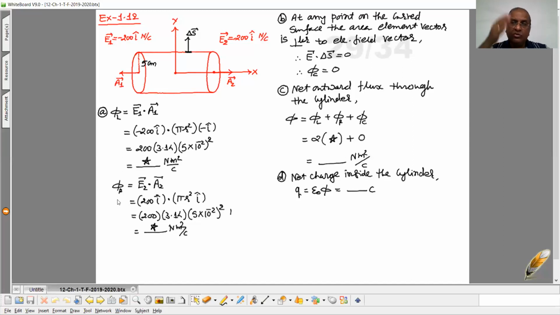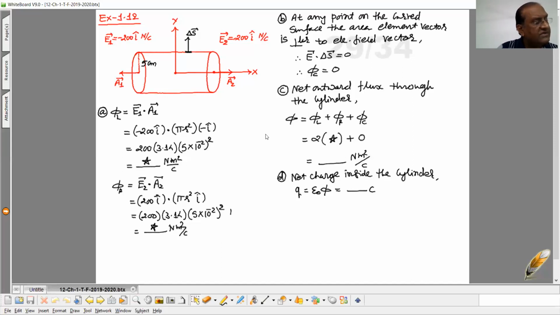Then the flux passing through the right side flat face. So E2 dot A2. Now E2 is 200 i caret, and A2 is in the positive x direction. So pi r square i caret, then 200, 3.14, radius 5 into 10 raised to minus 2 whole square, i caret dot i caret, that is 1. Solve this one, you will get the answer. Then after that, question B.